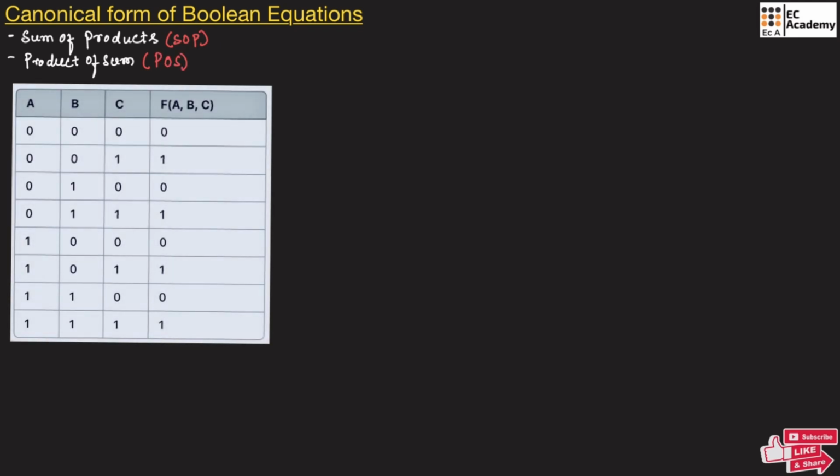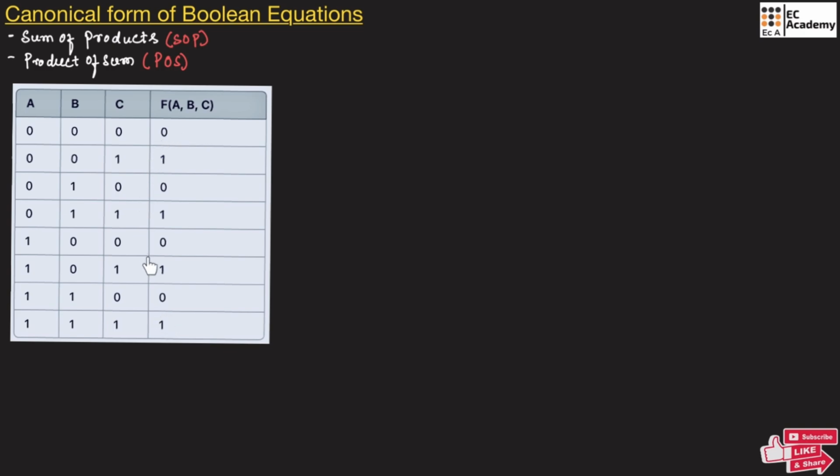To understand the canonical form, let us consider this truth table as an example. Here, we have three variables a, b and c which act as inputs, and we have function f which represents the output for different combinations of this input. Each row in this truth table represents a possible combination of inputs, and the corresponding output values will tell us whether the function is 0 or 1.